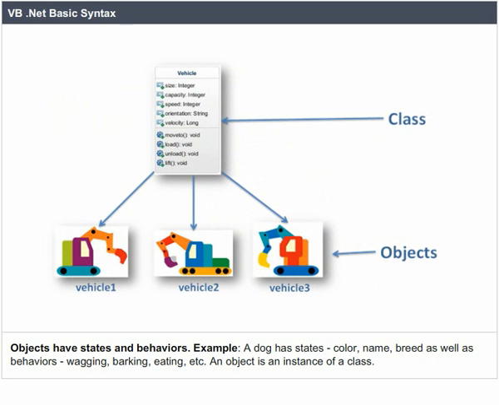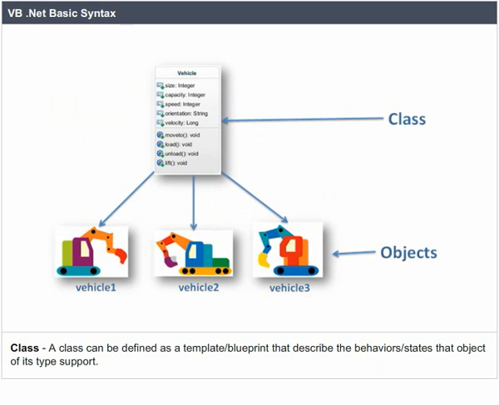Objects have states and behaviors. For example, a dog has states: color, name, breed, as well as behavior: wagging, barking, eating, etc. An object is an instance of a class. Class: a class can be defined as a template or blueprint that describes the behavior and states that objects of its type support.